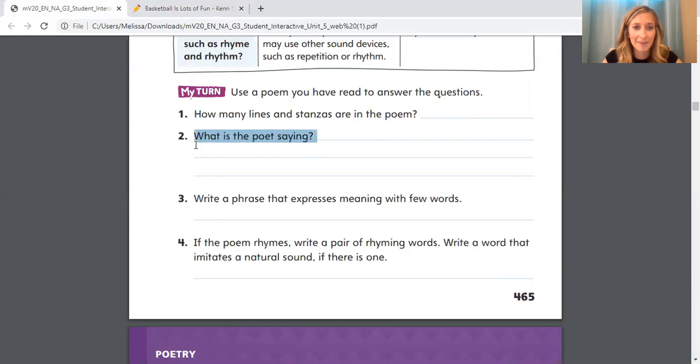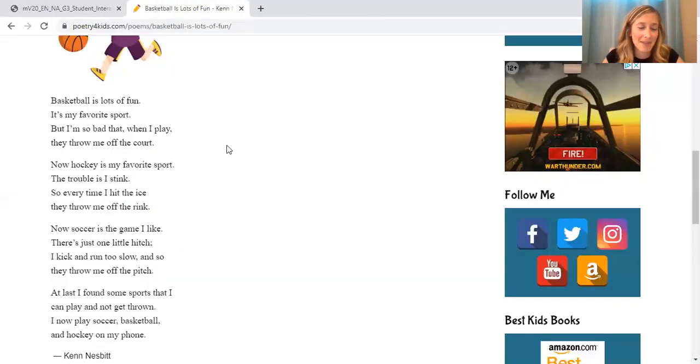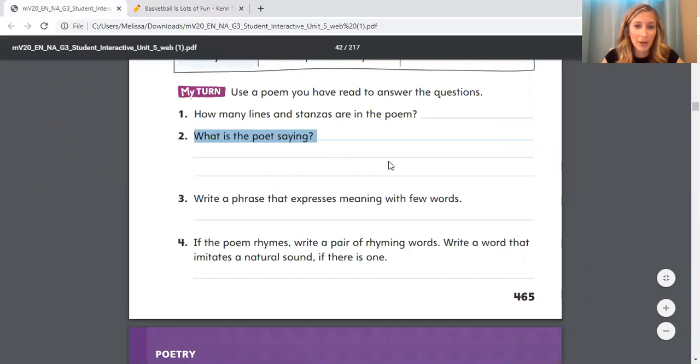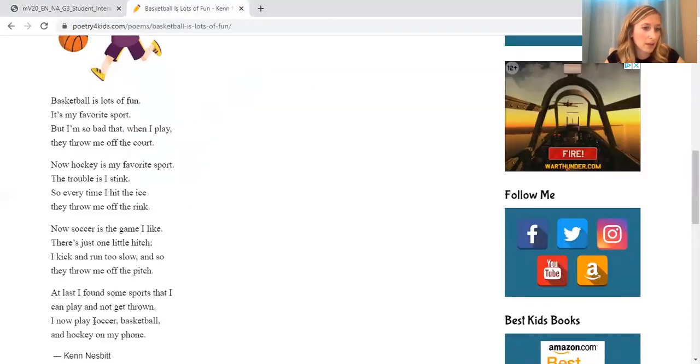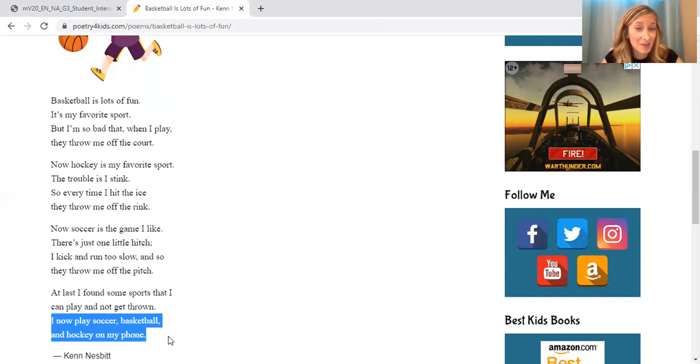What is the poet saying? What is this poet trying to tell you? I know that this poet really wanted to play sports, but every time the author was playing a sport, they were kicked off. How did this poem end, though? You're going to want to include that in what is the poet saying. Write a phrase that expresses meaning with few words. Let's go back and see. Maybe I now play soccer, basketball, and hockey on my phone. That tells me that the author isn't actually playing all of those sports that he or she thought was fun, the favorite sport, the game they like, right? This person is now playing on their phone, but they tell me that with very few words.